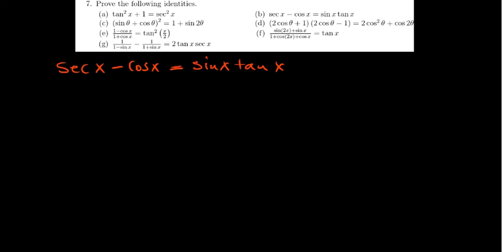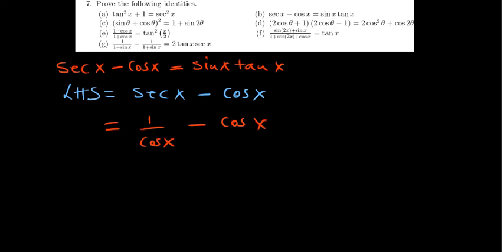Okay, I can just try again. Left hand side, secant of x minus cosine of x. Secant is the same as 1 over cosine of x.